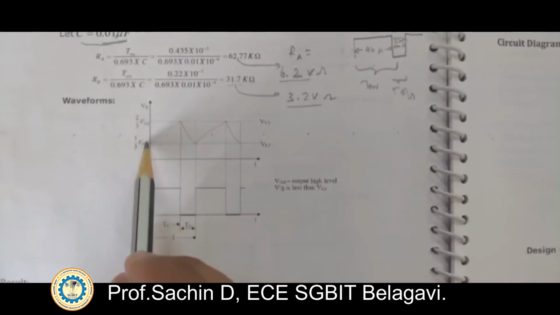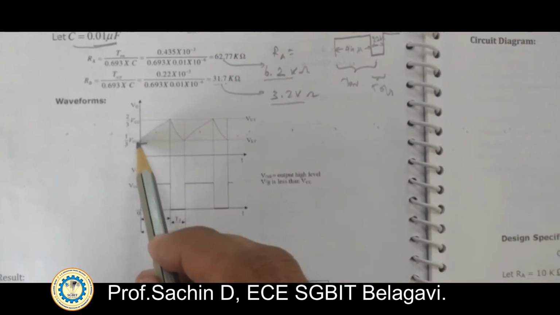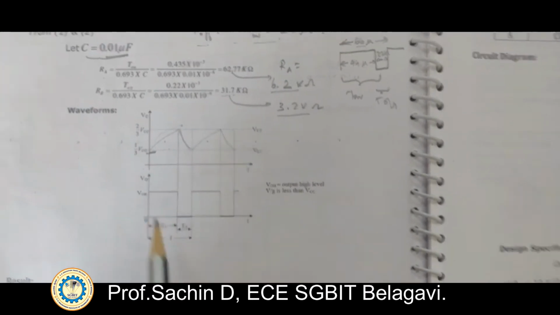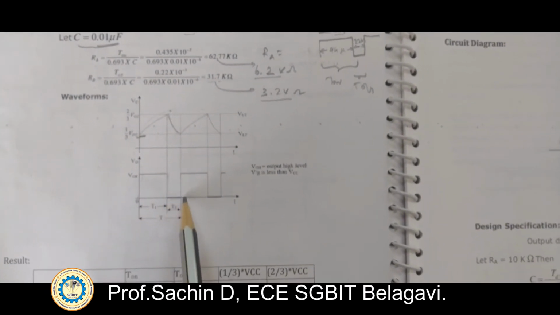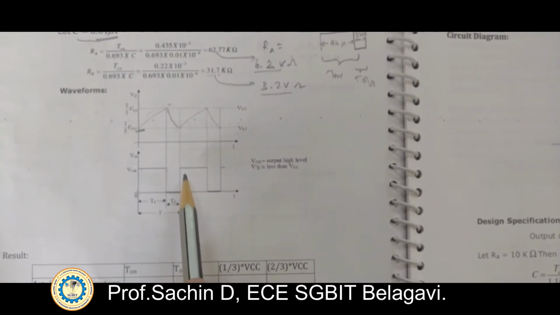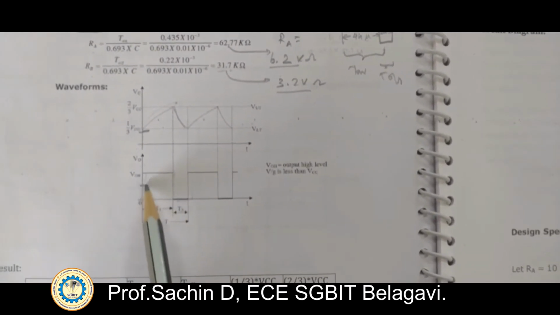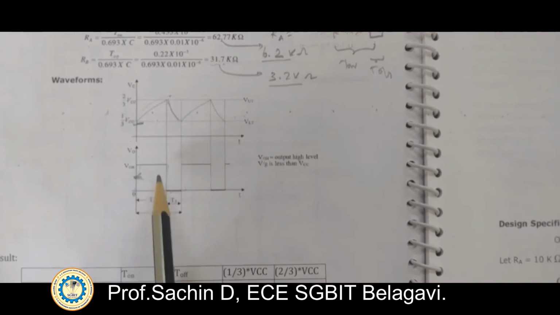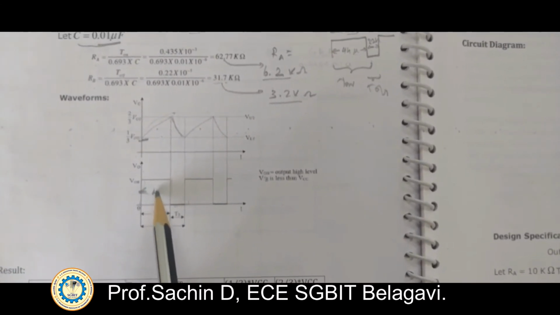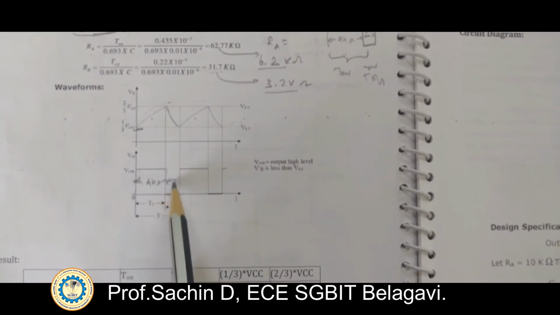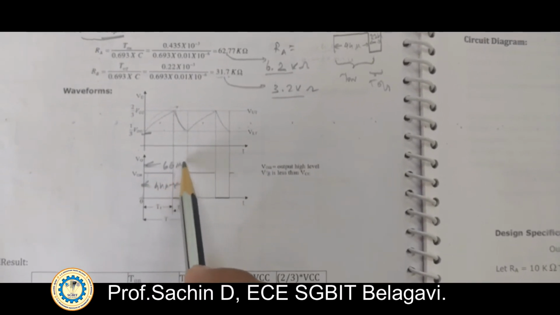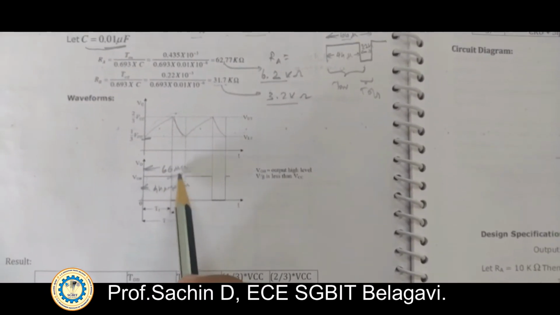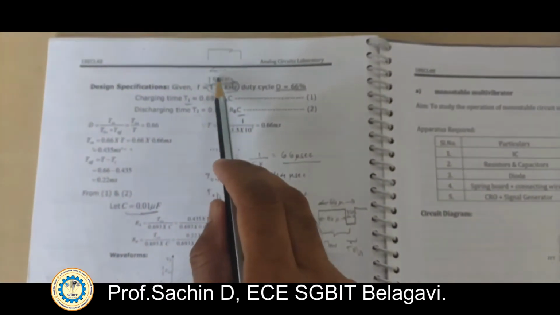So here you can see 1/3 of VCC. So charging is from 1/3 of VCC to 2/3 of VCC, but the square wave is generated from 0 to VCC. Right? So it is my 66% duty cycle, means this one you are getting as 44 microsecond and this one is 22 microsecond. Total time period is 66 microsecond. So 1 divided by 66 microsecond means you will get 15 kilohertz.